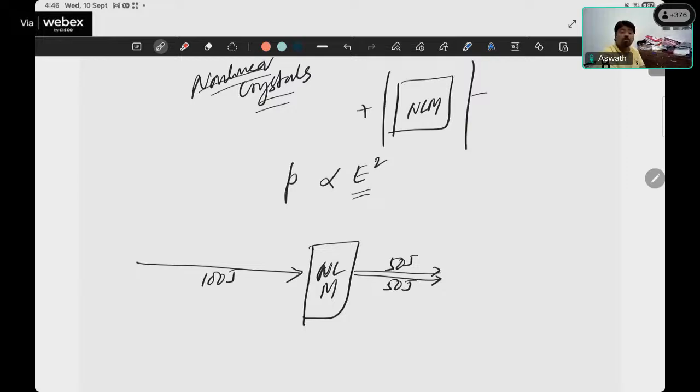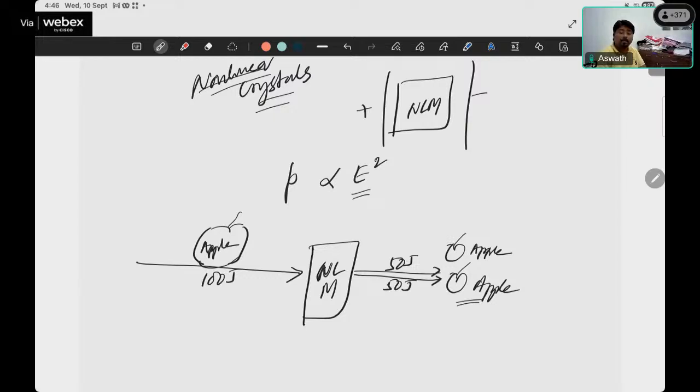It's like chopping an apple into two pieces. In this case, it's not two halves of the apple. It's as if one large apple comes in and you get two small apples. So this is a nonlinear crystal. The weight of the two small apples is equal to the large apple.